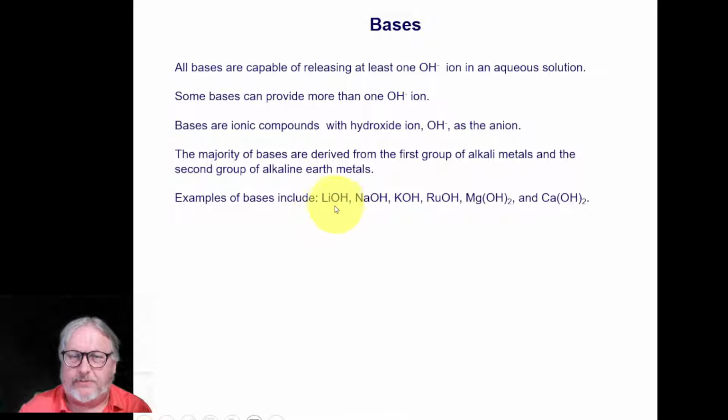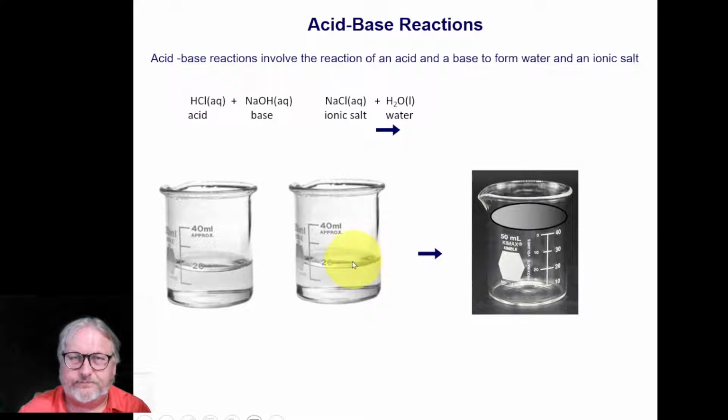Here are some examples: lithium hydroxide, sodium hydroxide, potassium hydroxide, rubidium hydroxide. And notice there are two hydroxides in these because they are group 2: magnesium hydroxide and calcium hydroxide. So acid-base reactions involve the reaction of an acid and a base to form water and an ionic salt.